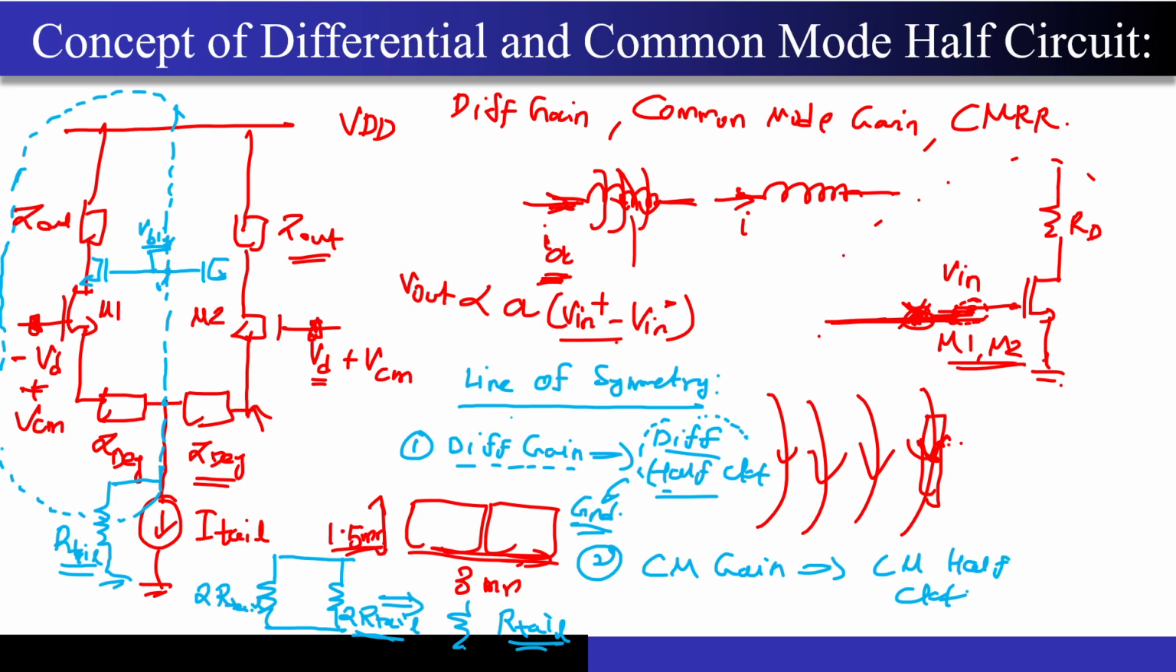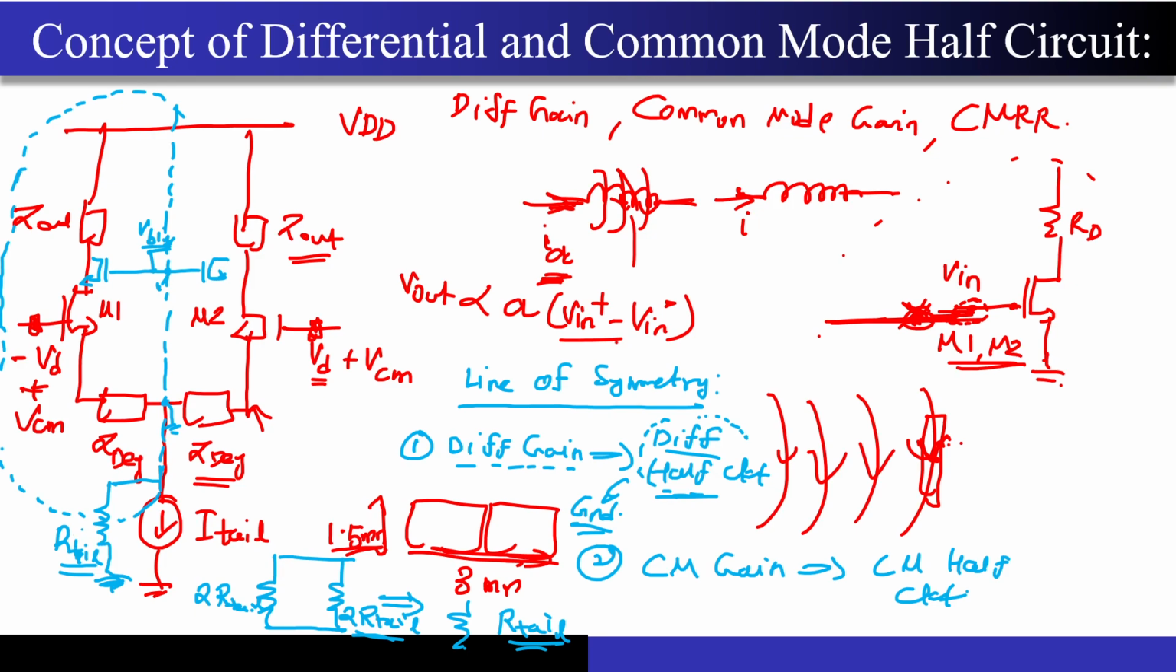Correct? Why does it not matter for calculating the differential gain? Because remember, this point is going to get short circuited to the ground for drawing the differential half circuits. That means the upper end of this R tail is grounded. Even the lower end of this resistor is grounded. So the R tail does not matter when you are drawing the differential half circuits. For the common mode half circuits, this definitely matters.